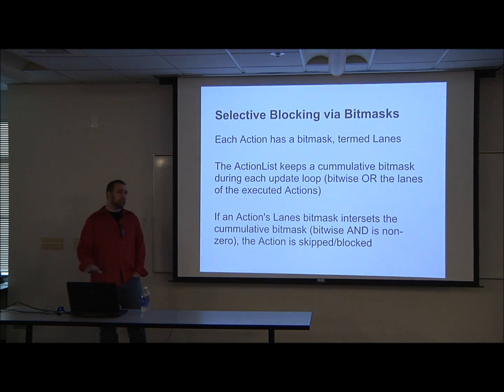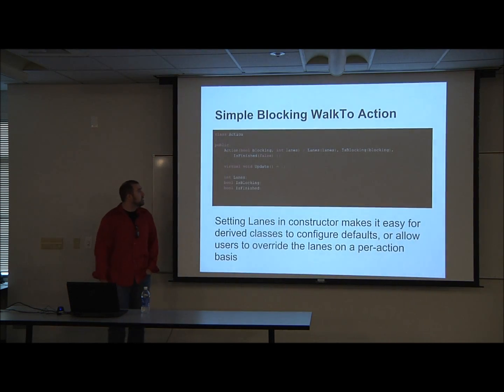And the way this works is the action list keeps a cumulative bit mask. So each action that it runs, it takes the bits for its lanes, and it does a bitwise OR together. And you're going to get a single integer that has 1 bit set for each lane that has currently run. You can then take that with the action you're about to execute and do a bitwise AND, and you can see whether or not there is any overlap. Because if you do a bitwise AND and you have anything non-zero afterward, that means you've had overlap with your bits. And now you know that this action should not run because another action in the action list has already used that particular lane.